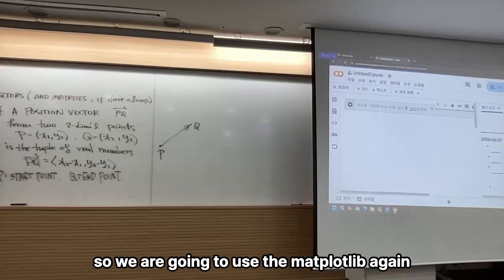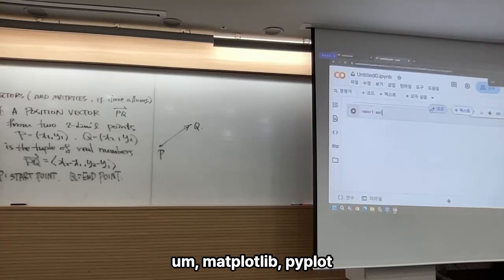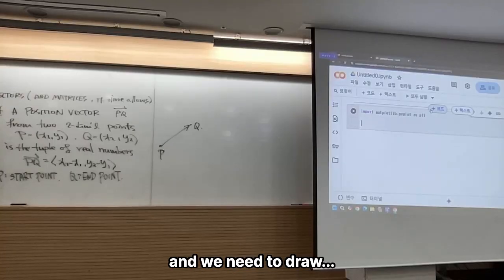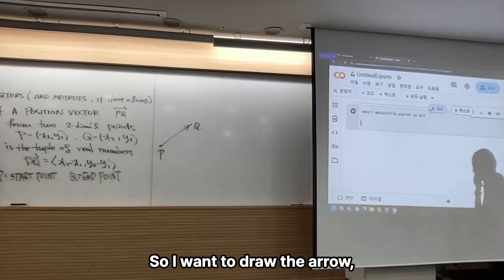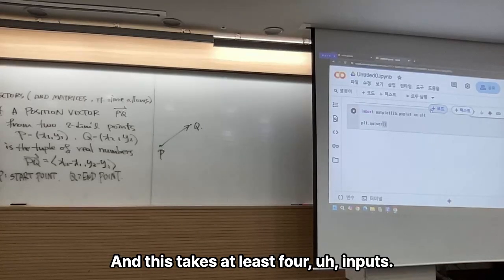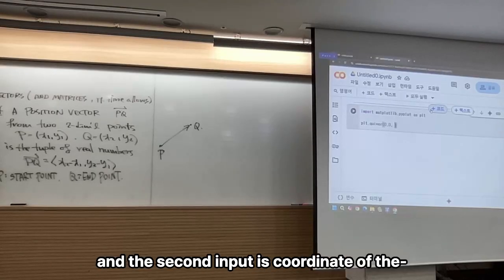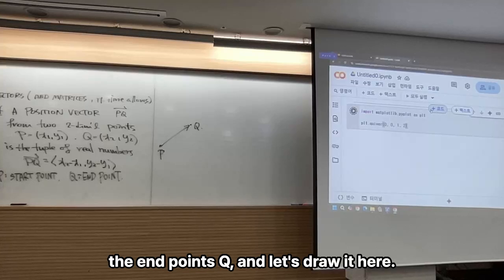Okay, so we're going to use matplotlib again in this case. Let's say import matplotlib pyplot. I want to draw the arrow, and the arrow can be drawn with a function called quiver. This takes at least 4 inputs. The first input is the coordinate of the point P, the start point, and the second input is the coordinate of the endpoint Q, and let's draw it here.